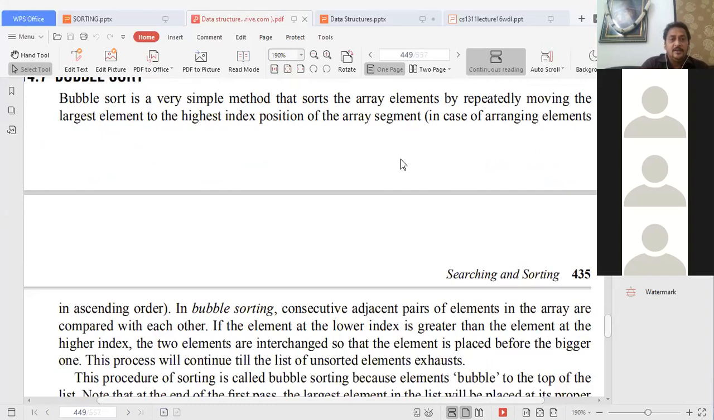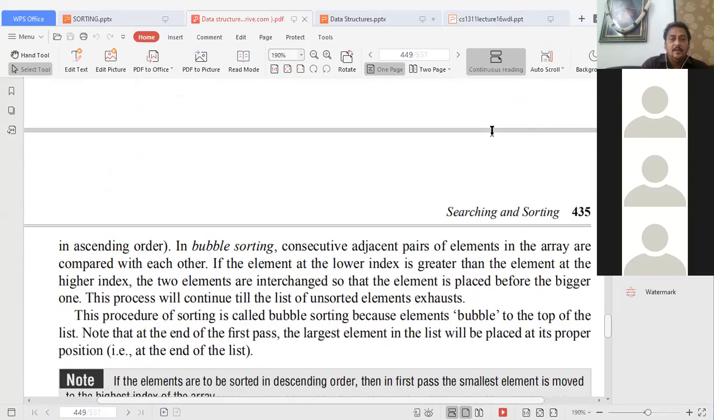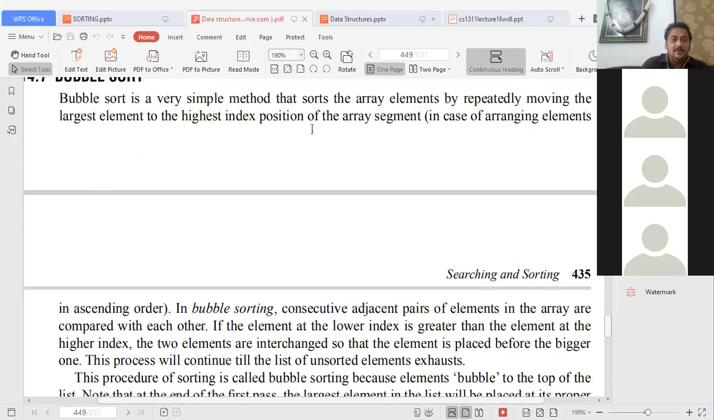Okay. Write the definition. Bubble sort is a very simple method that sorts the array elements by repeatedly moving the largest element to the highest index position of the array segment. Okay? Has this particular portion been copied?